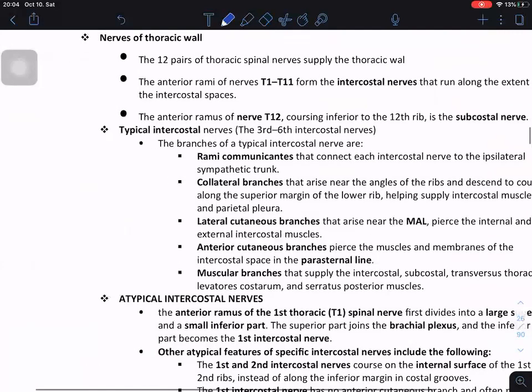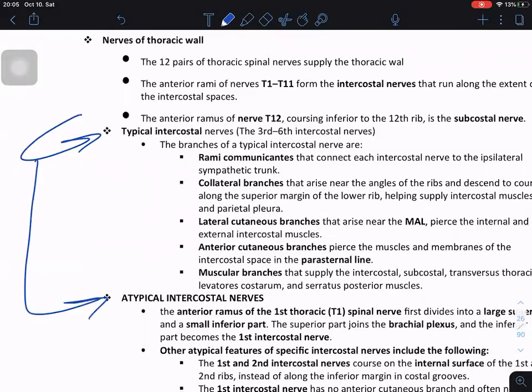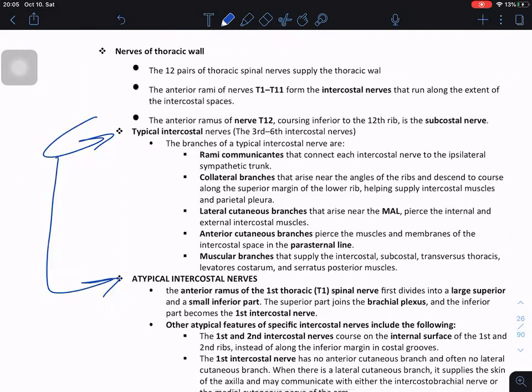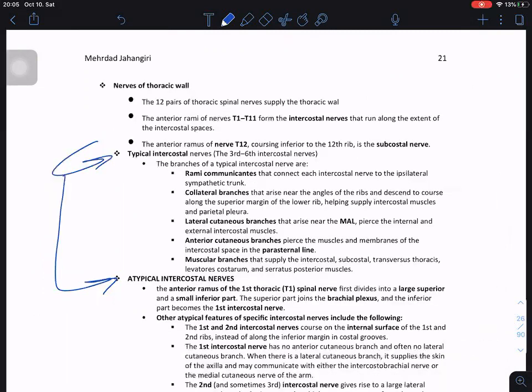intercostal nerves are divided into two groups. There are the typical intercostal nerves, and there are also the atypical intercostal nerves. Typical intercostal nerves have some common features together with each other, and some features are even common between all of the intercostal nerves. The atypical intercostal nerves are just some exceptions that do something different than expected.